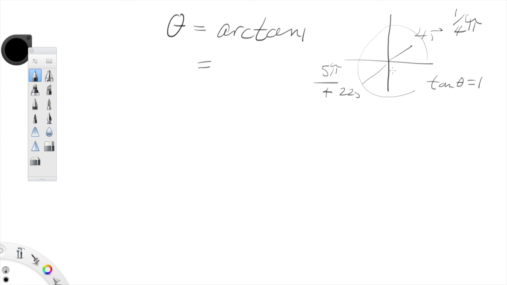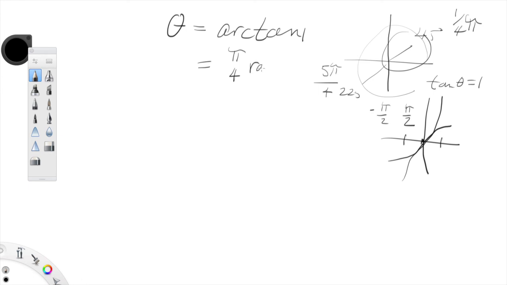In the universe of inverses, they limit tangent. You remember how the inverse of the original tangent ends up looking like this. If you want to keep it one-to-one, you have to just go on this side. The range ends up being the same as the original tangent function, between negative pi over 2 and pi over 2. So it can only be this. So it's pi over 4 radians. So that's theta.